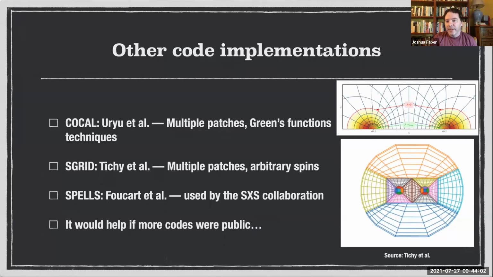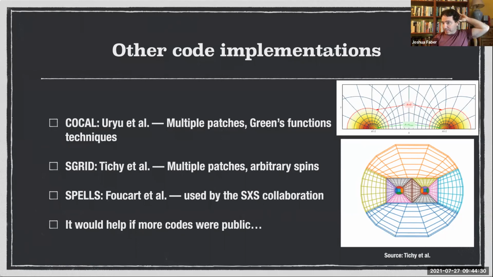There are many other codes out there. I would be remiss if I didn't mention them. A lot of work has gone into these. COCAL is the code used by Uryu et al., also people from the Illinois group and others. It's a multi-patch code. It uses kind of interesting Green's functions techniques in order to determine binary initial data.